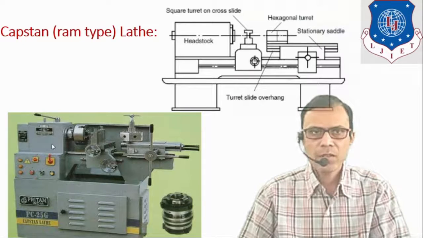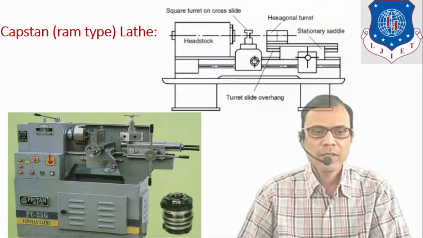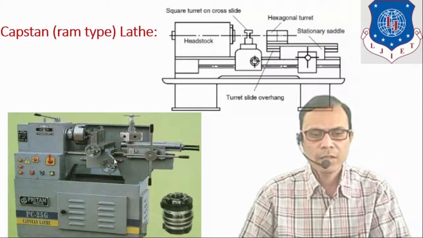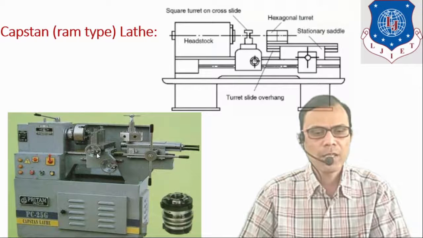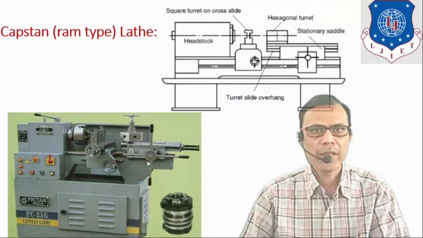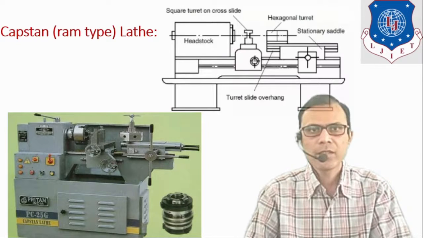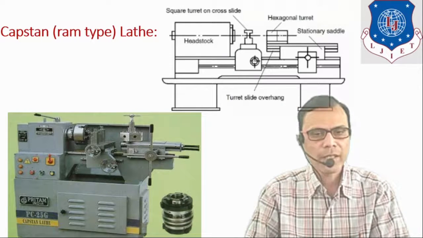About the construction of capstan and turret lathe, it consists of a headstock, bed, spindle, work holding device, carriage assembly, tool post, and hexagonal turret mechanism. Now let's see the particular capstan lathe construction and working.